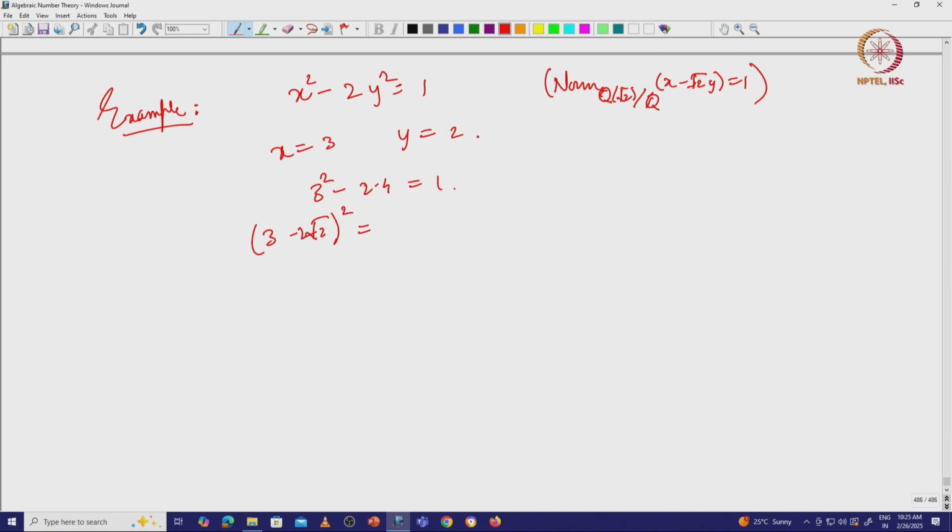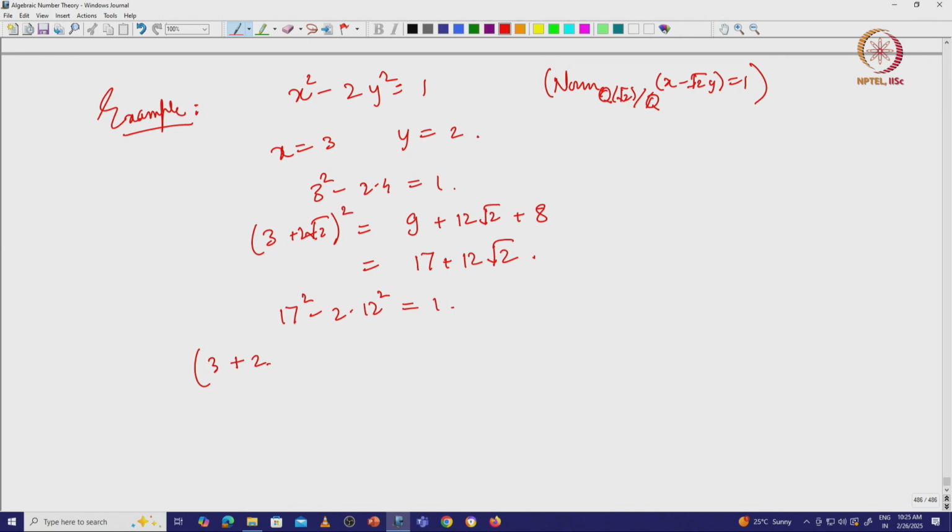and if you do the calculation, this is 9 minus 12 square root of 2 plus 8. So, this is 17. Yeah, sorry, I would like to take plus here. So, I end up with all positive things again, does not matter. So, this is another solution. So, you see that 17 squared minus 2 times 12 squared is also 1, and you can keep going.